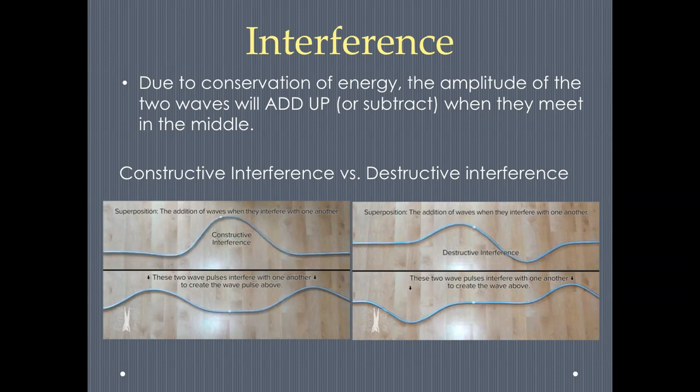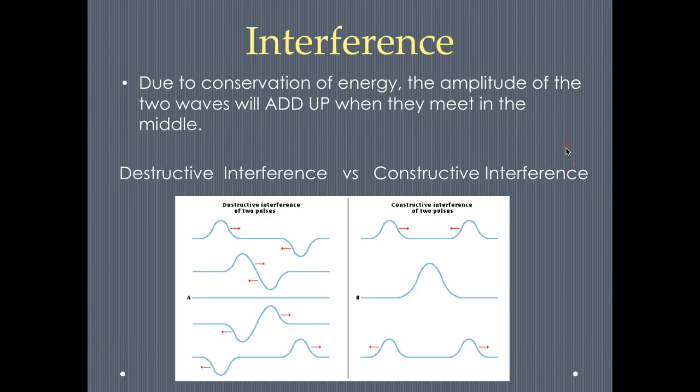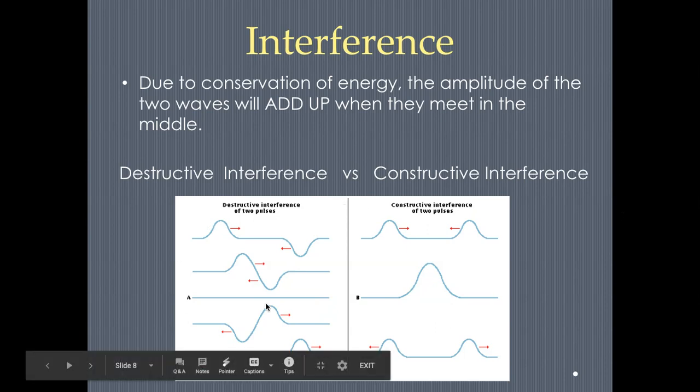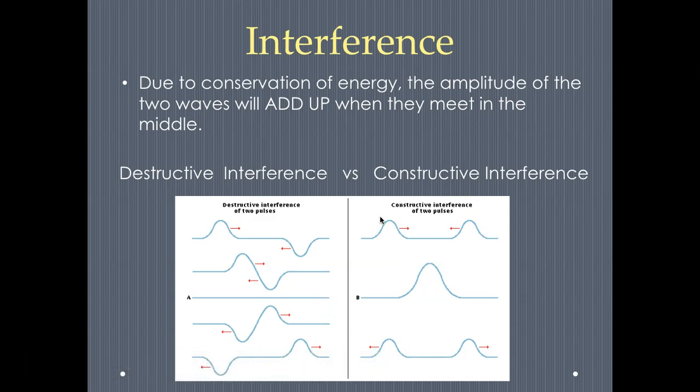All right, this next piece, a little bit more about interference here. This is a good way for you to be able to see what interference looks like in a drawing. Because of conservation of energy, the amplitudes of these two waves will add up when they meet in the middle. I'll start with the right side because we started with constructive. So for constructive interference, notice the wave pulse, and I'm going to keep using two people, one on the left side, one on the right side, holding a rope.